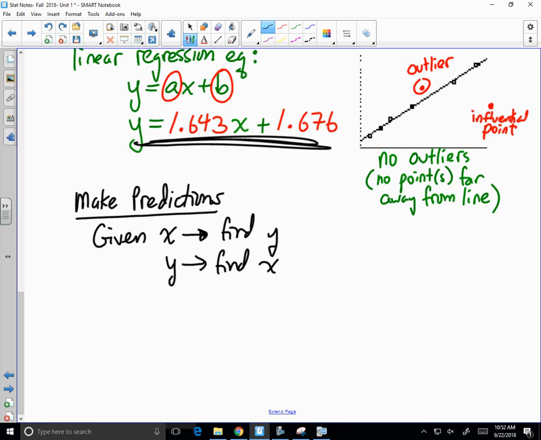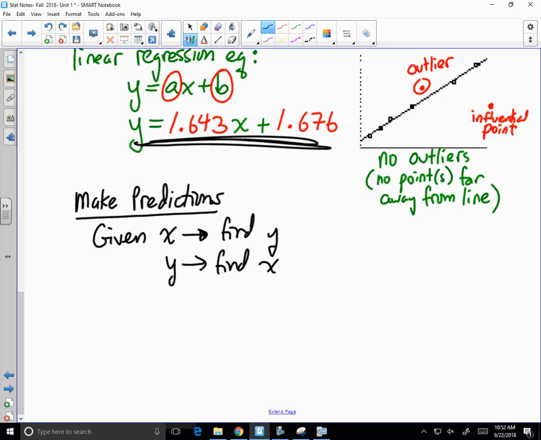If I say determine the x value that corresponds to a y value of 700, put in the 700 for y, subtract and divide, and now you have the corresponding value of x based on the model, right? So very easy to make predictions, you're just solving for one variable given the other, right?